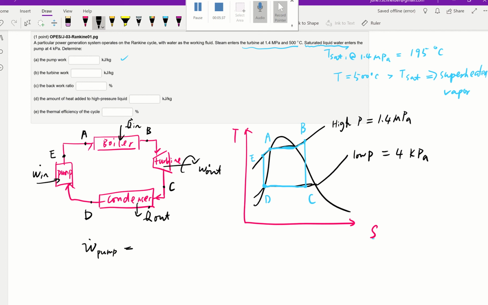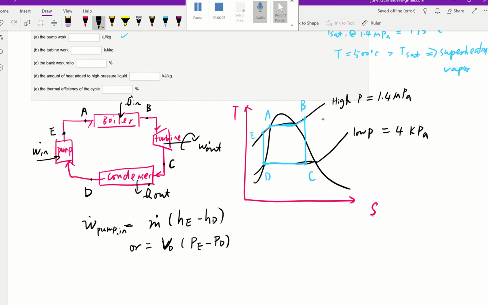So for pump required work coming in, we have a couple of expressions. We said it's going to be mass flow rate times HE minus HD. Another expression is VD, specific volume, times the high pressure, which is PE minus PD. So either of those work. Now here, we have to figure out which one works for us, okay?